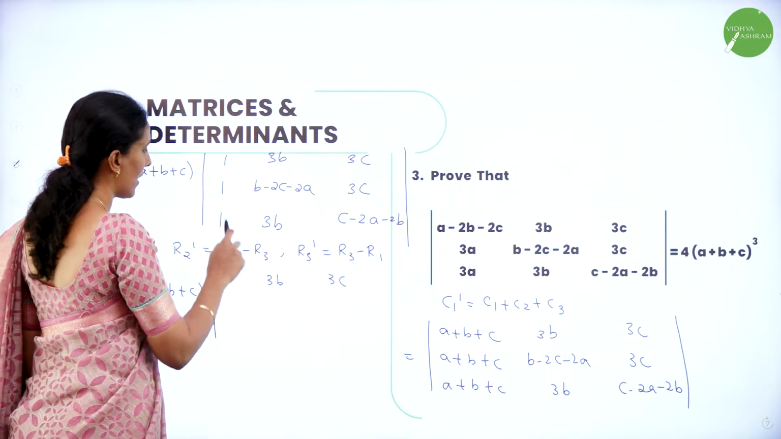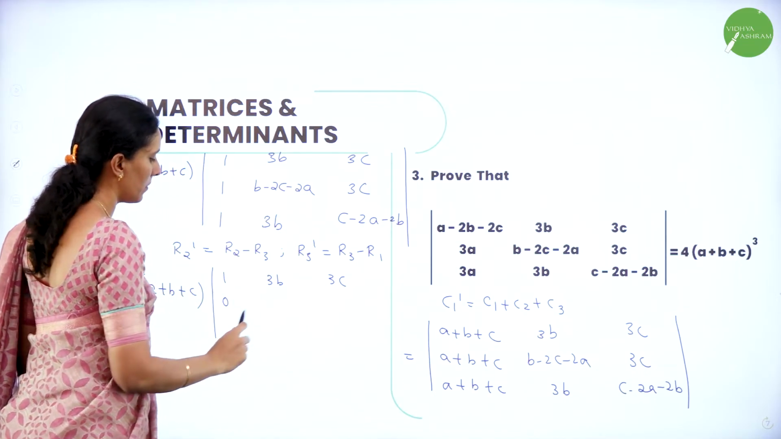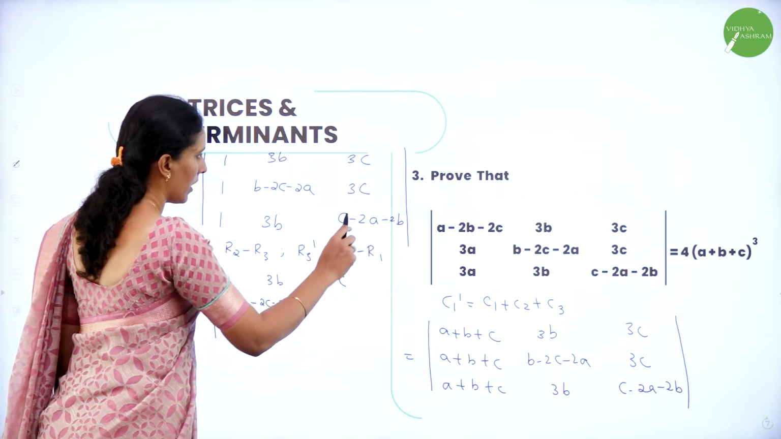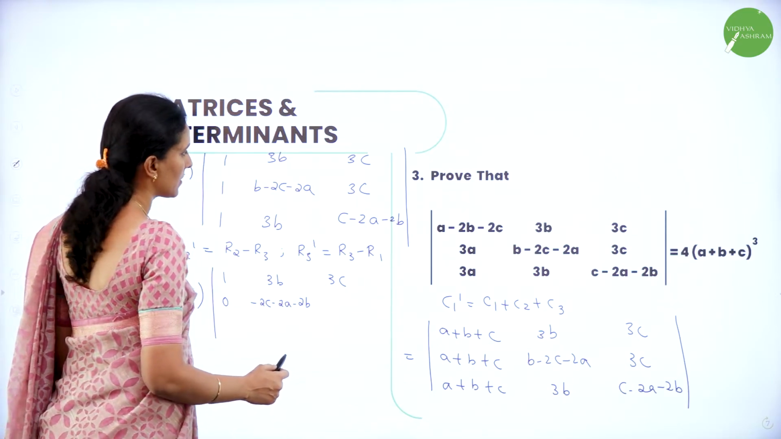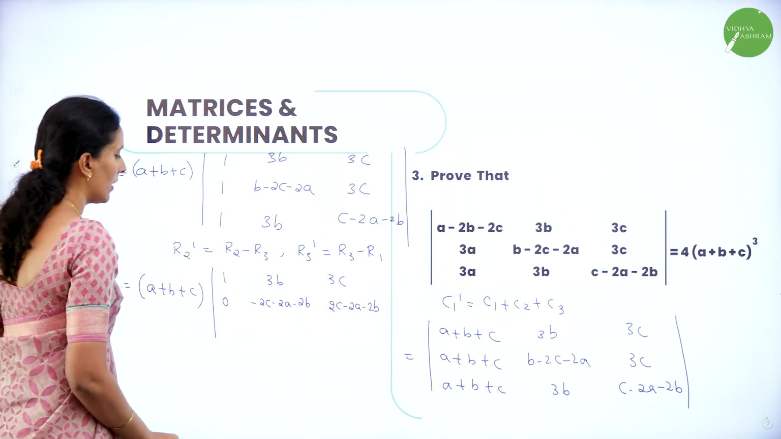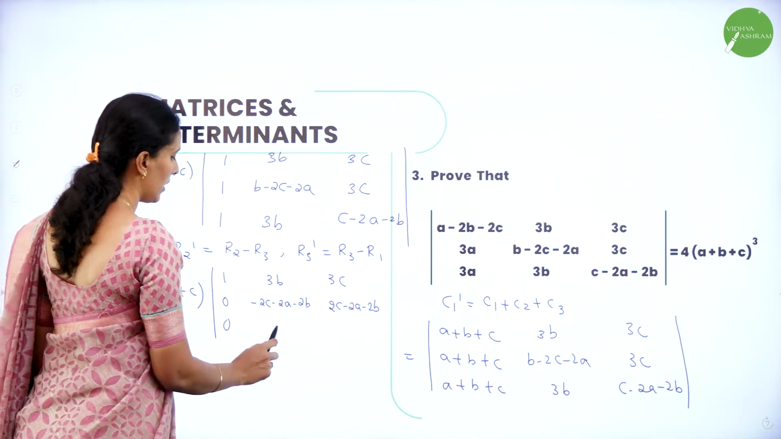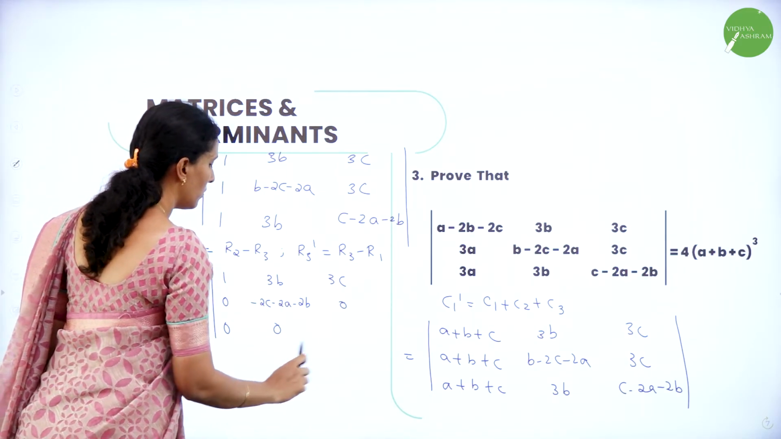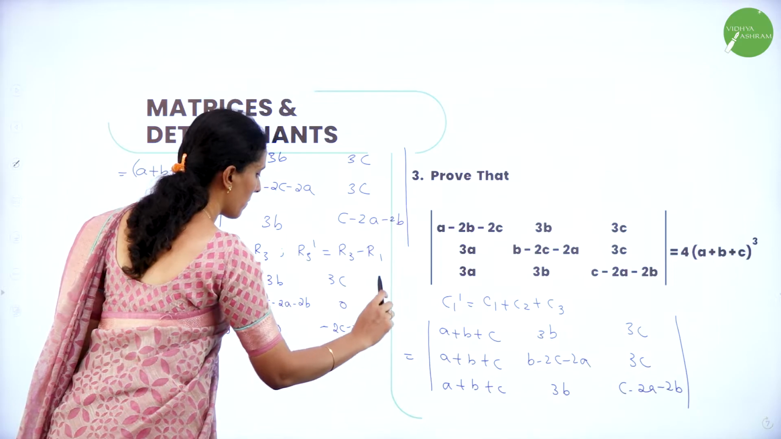R2 dash is R2 minus R3. 1 minus 1 is 0. Next, b minus 2c minus 2a minus 3b becomes minus 2c minus 2a minus 2b. And here again 3c minus c minus 2a minus 2b becomes 2c minus 2a minus 2b. Next, R3 dash is R3 minus R1, 1 minus 1 is 0, and here again 0. So here also 0, 0. Again here you can take minus 2c minus 2a minus 2b.